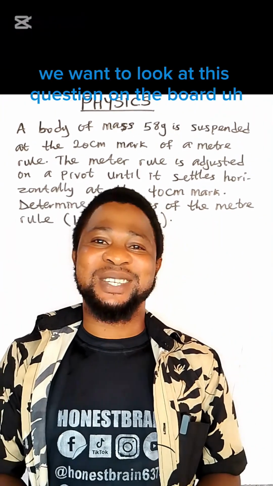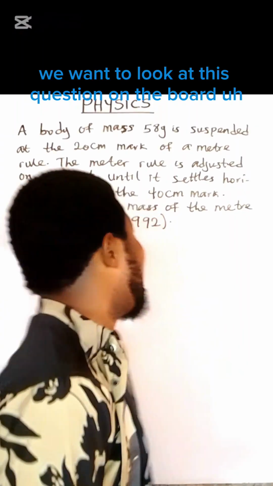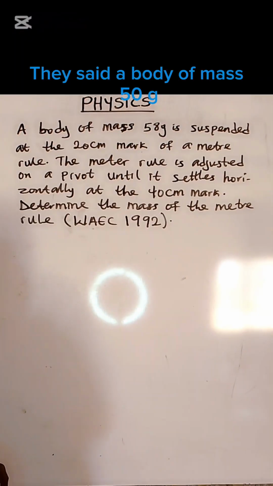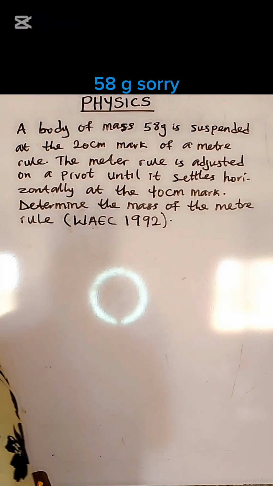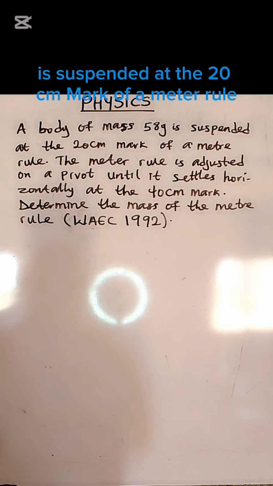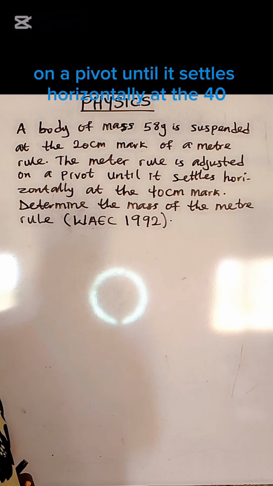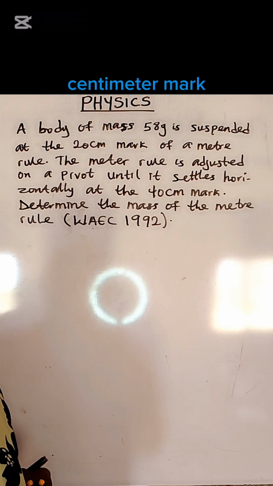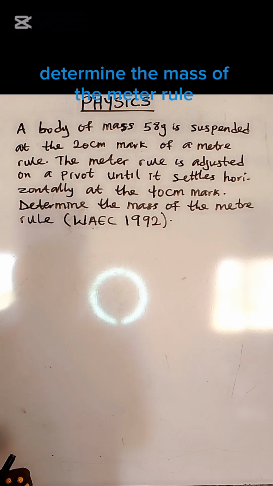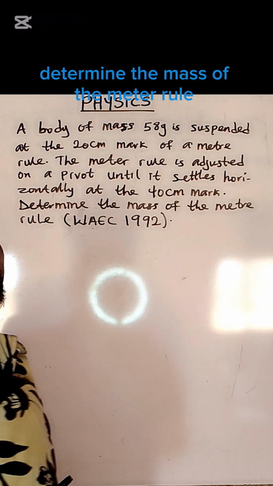We want to look at this question on the board. It said a body of mass 58 grams is suspended at the 20 centimeter mark of the meter rule. The meter rule is adjusted on a pivot until it settles horizontally at the 40 centimeter mark. Determine the mass of the meter rule.